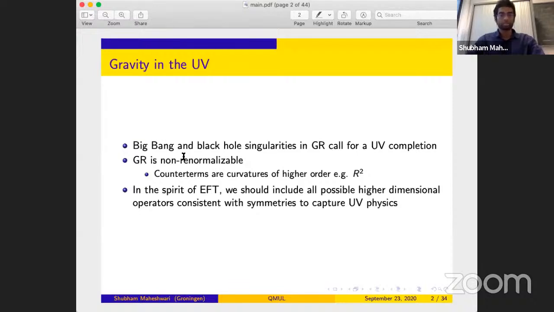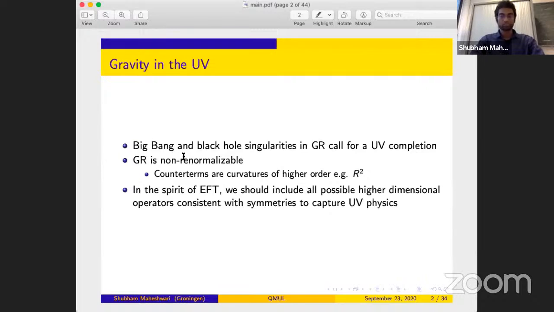Talking about what gravity is in the ultraviolet sector. At least in classical theory, we know that in GR we have Big Bang and black hole singularities. At these points, we don't know how to make sense of physics. So it shows that we need some sort of UV completion in order to understand gravity at very short distance scales and very short time scales.